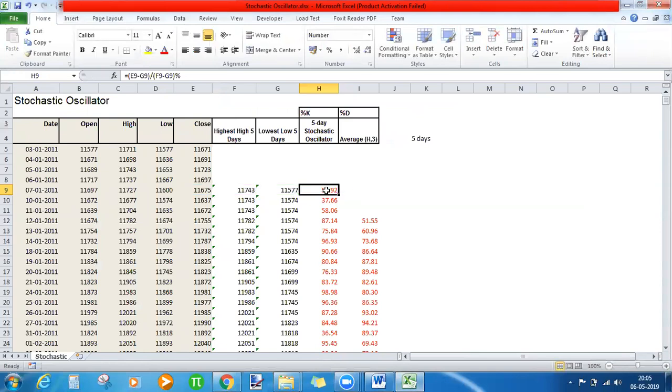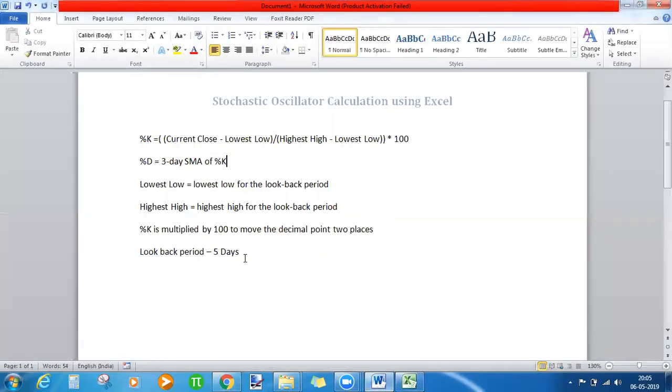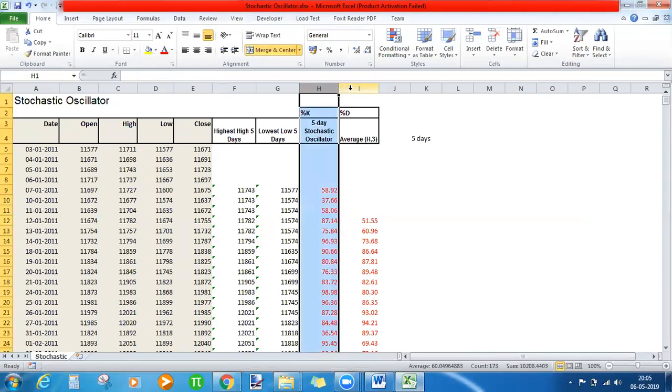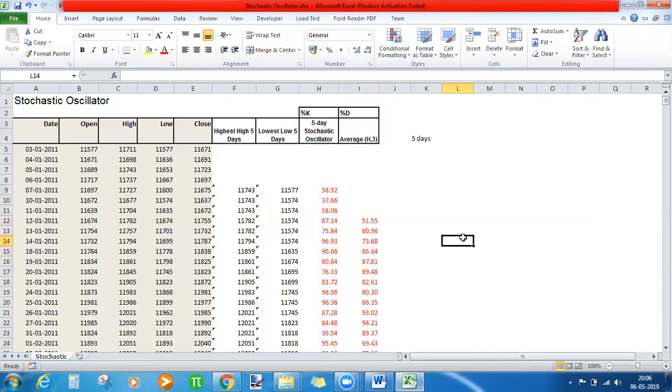So you get your percentile K here, and when you have 3 observations of percentile K, from the 4th day you will get the simple moving average of this. And why do we need the simple moving average? Because the formula for percentile D is the 3-day simple moving average of percentile K. And if you want to take a 3-day simple moving average, you need to have 3 observations here. So after getting percentile K for 3 days, only from the 4th day will you be able to calculate percentile D. So you have percentile K and percentile D, and you can plot them on the chart.